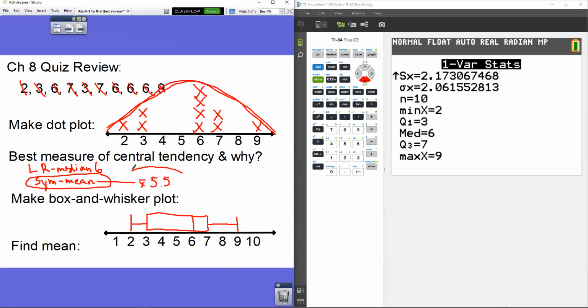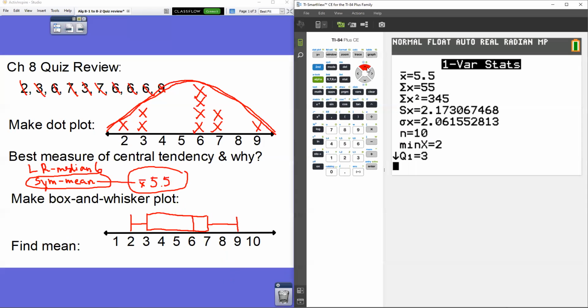Find the mean, we already did. Our mean was 5.5. And again, that is the X with the little line over it, and that can be found at the top. Questions so far?